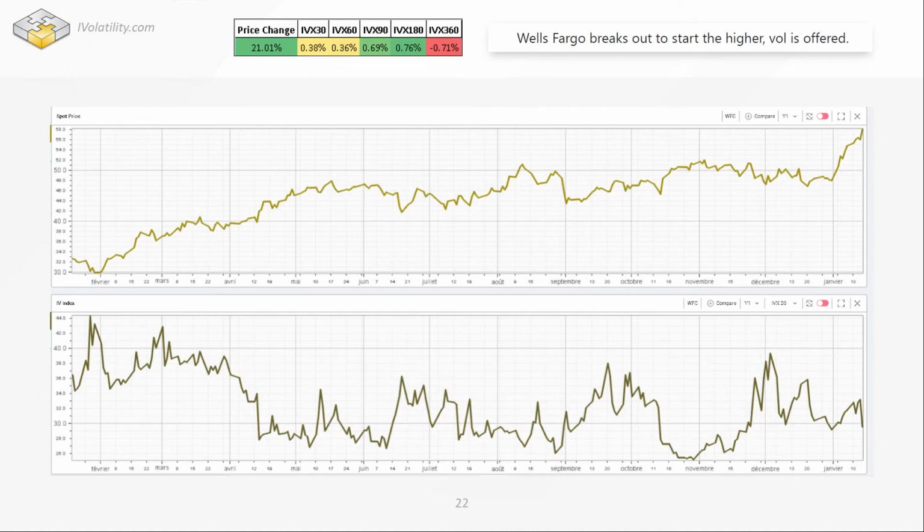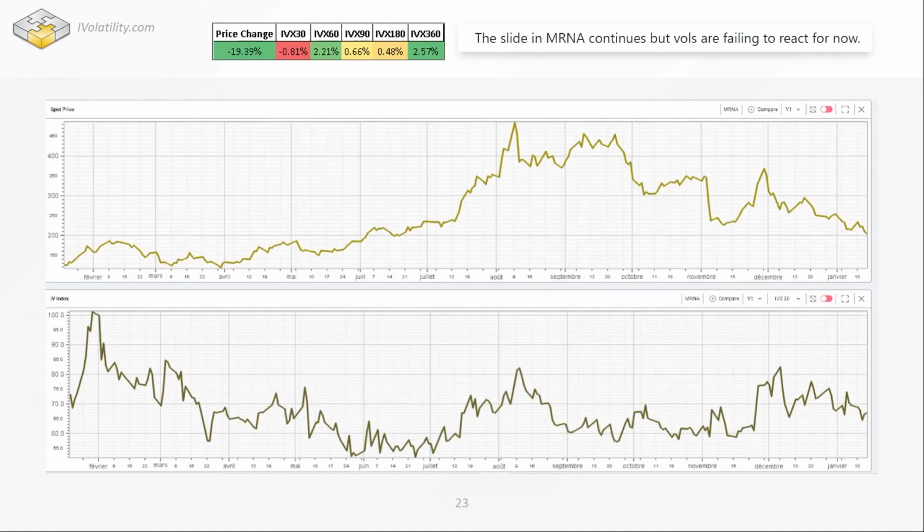Wells Fargo, nice story as well. A year ago, we were trading around $32. We're trading around 58 at the moment. We can see that IV has barely reacted. When you can find a good combination of low volatility and good potential upside, buying calls makes for great returns in such examples. Moderna is down 20% on the year, but the IVX is down 1%. So we see that the vol is staying relatively steady in Moderna, despite the fact that the stock is down another 20% year to date.